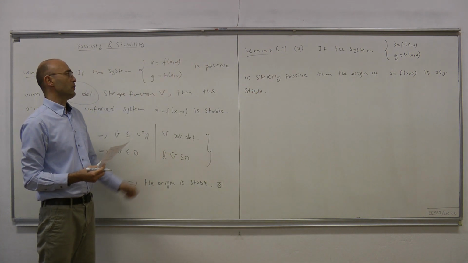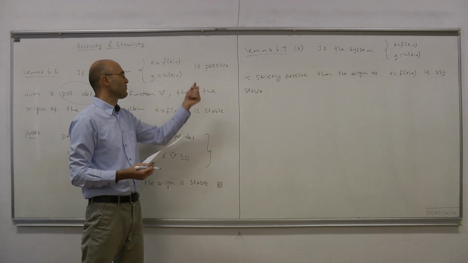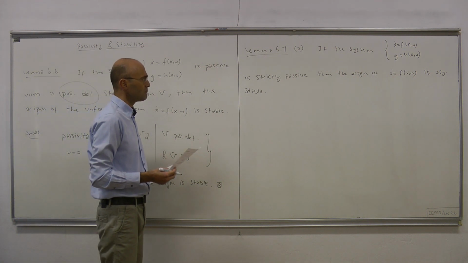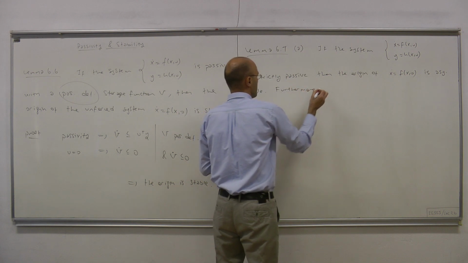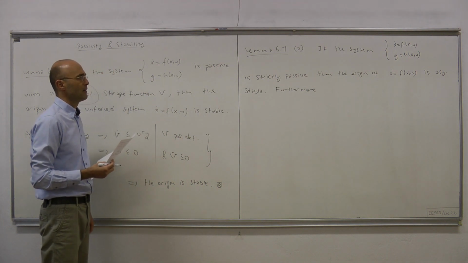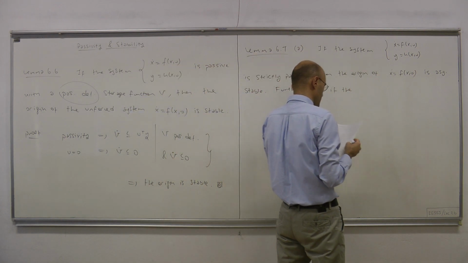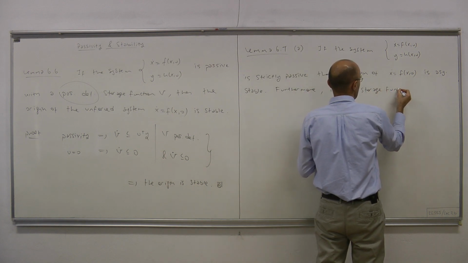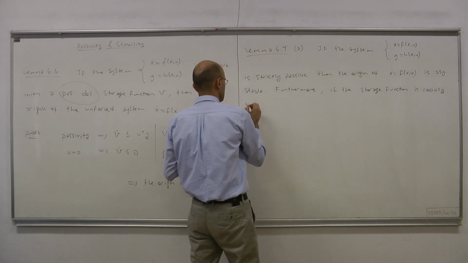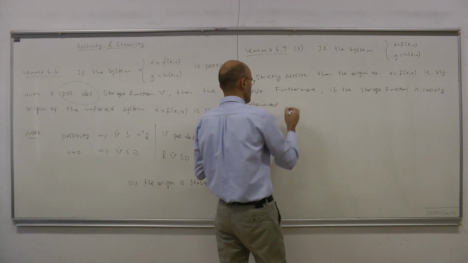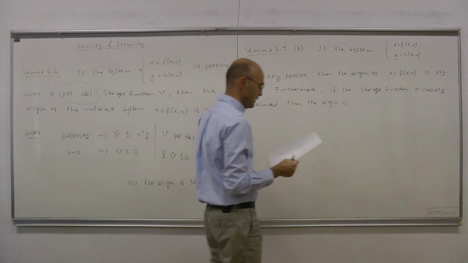By the way, we'll always be dealing with systems that satisfy this: when both arguments are 0, both functions f and h are 0. Therefore, the origin of the unforced system is an equilibrium point. Then the origin of the unforced system is asymptotically stable. Furthermore, if the storage function is radially unbounded, then the origin of the unforced system is globally asymptotically stable.